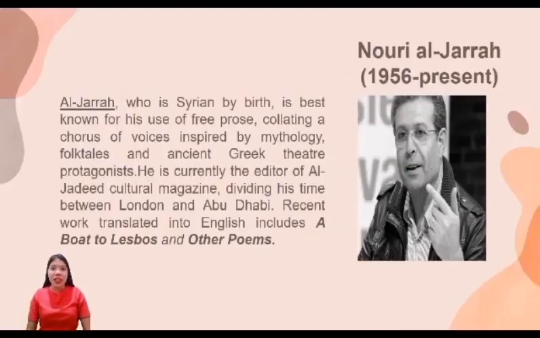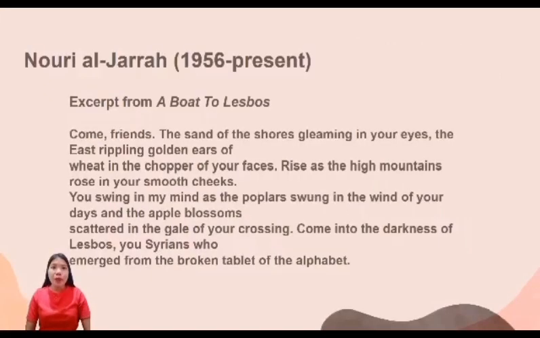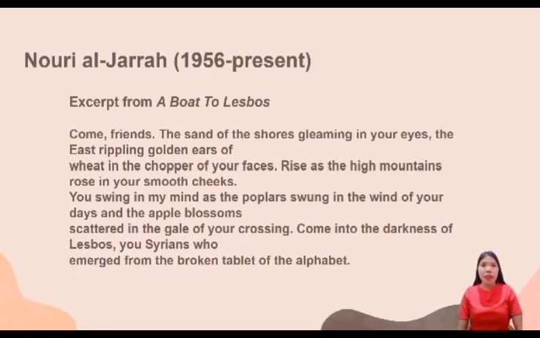Next is Nouri al-Jarrah, who is a Syrian by birth, known for his use of free prose, collating a chorus of voices inspired by mythology, folktales, and ancient Greek theater protagonists. He is currently the editor of Al-Jadid Culture magazine, dividing his time between London and Abu Dhabi. Recent work translated into English includes Boat to Lesbos. The excerpt of Boat to Lesbos talks about the experience of Syrian refugees forced to flee their destroyed country, enduring a frightening journey across the Mediterranean before arriving at the small island that serves as their refuge.